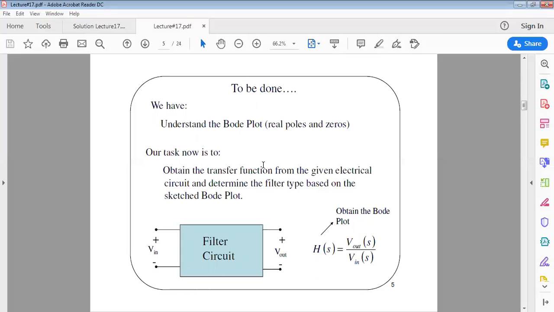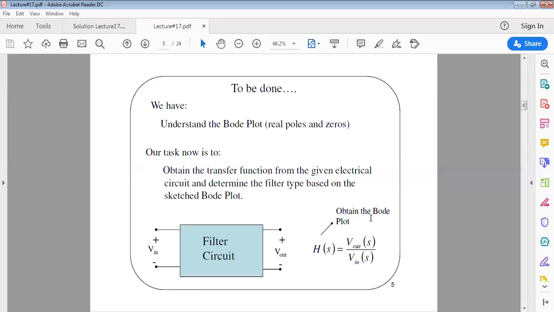Previously, we have understood the Bode diagram. So in this lecture, we are going to obtain the transfer function from the given electrical circuit, which contains the R, L, and C components. And from this transfer function, we're going to sketch the Bode diagram, and from the sketched Bode diagram, we're going to determine the filter type. So these are the tasks that we're going to learn in this lecture 17.